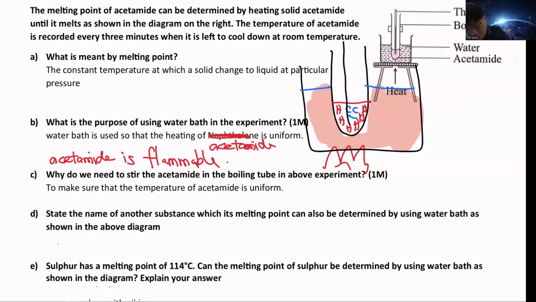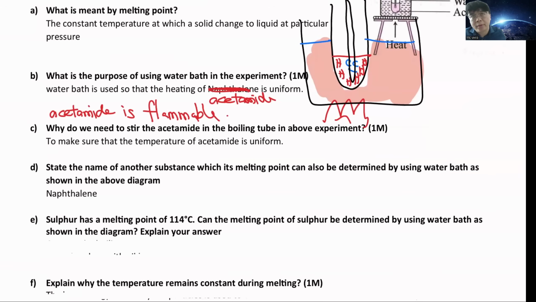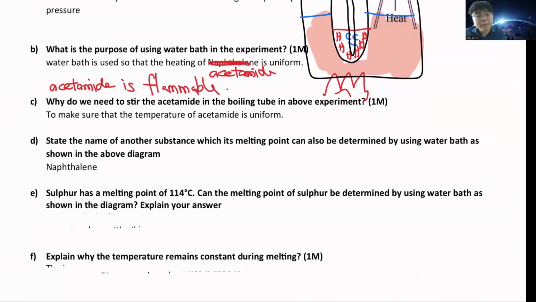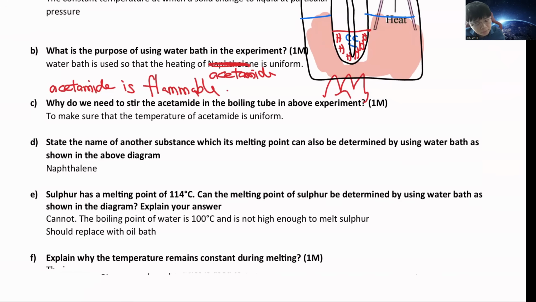So you need to stir them so that the temperature of the whole acetamide is the same. We call that uniform temperature. Then they will ask you for a similar melting point. You can write naphthalene. But if they ask that sulfur has a melting point of 114, can you determine the melting point using the water bath? The answer is no, because my water can only reach 100 Celsius. It won't be able to melt the sulfur, because you need to heat sulfur until 114. Then you should use an oil bath, because an oil bath can go up to 200, 300 Celsius.